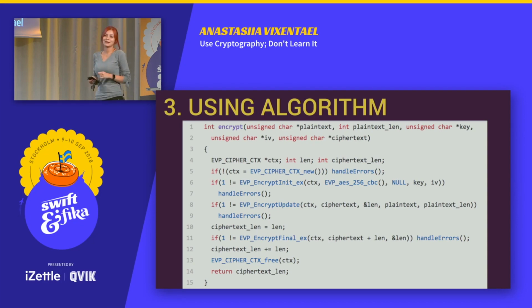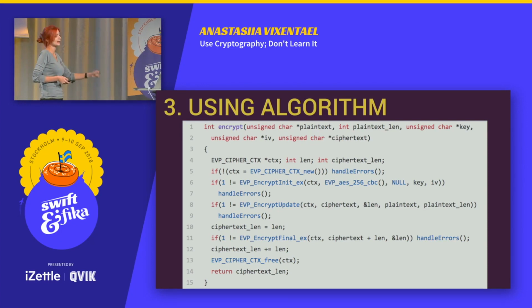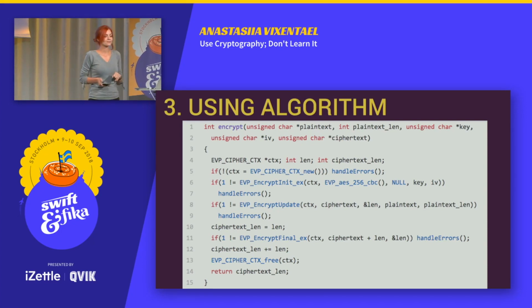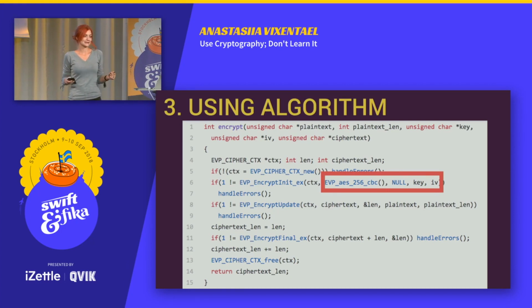This is an example of code. This is the OpenSSL code. This is basically encryption. It has tons of parameters, like buffer, buffer length, key length, init vector, padding, mode, etc., etc. Let's take a look at this. Do you know what EVP, AES, 256, CBC is?